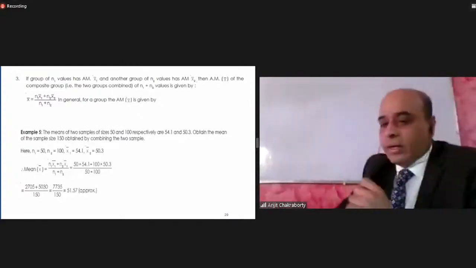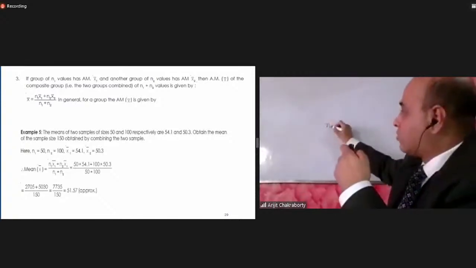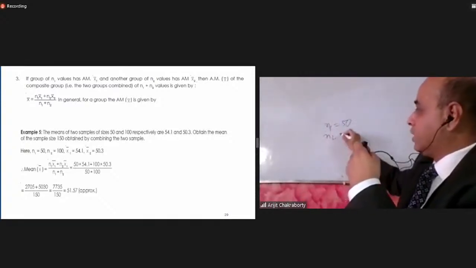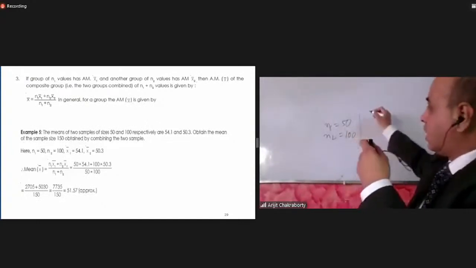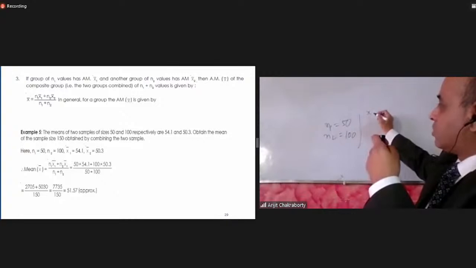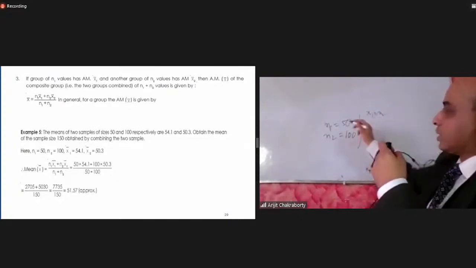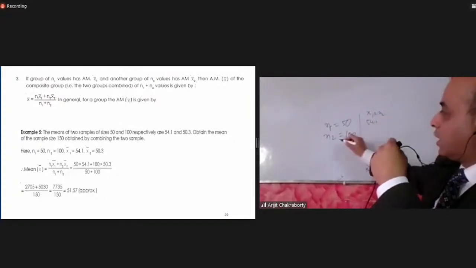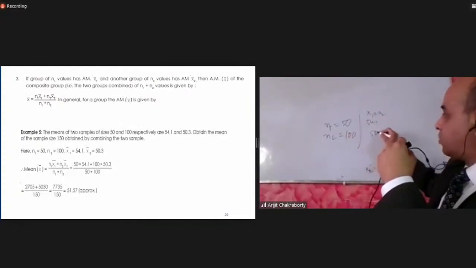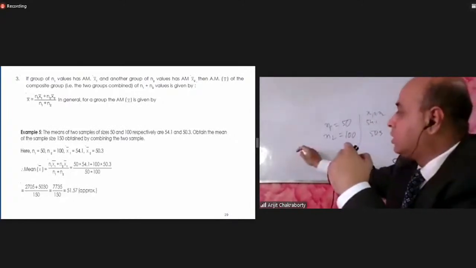So here we have N1. Quickly let us note. 2 samples. The size N1, the first sample, is 50. The second sample is 100. What is the average? So I draw a table here. Average X, let me take X1, so the averages X1 and X2. N1 has the average of 54.1 and N2 has the average of 50.3. So the combined mean for all of them.